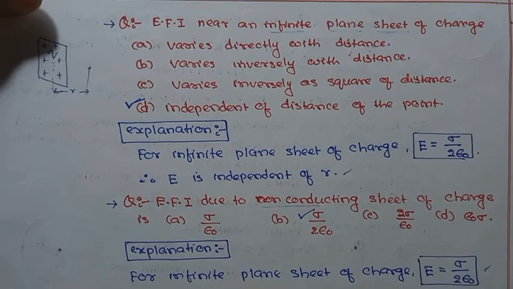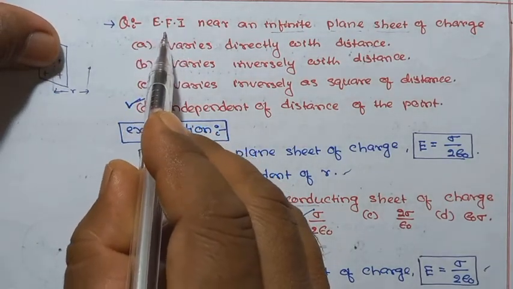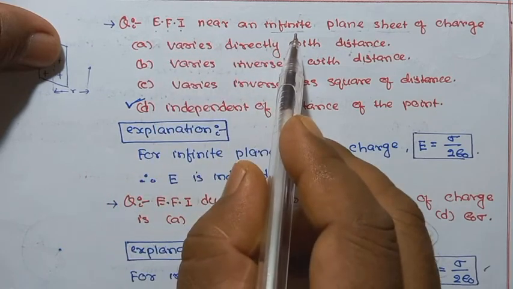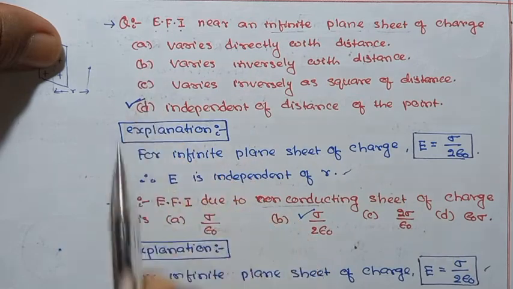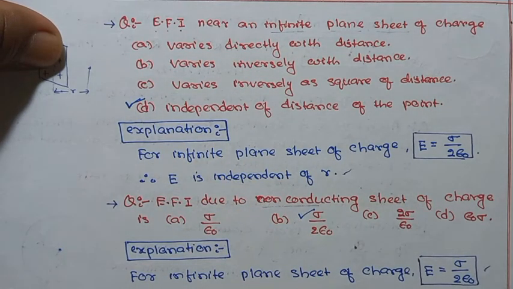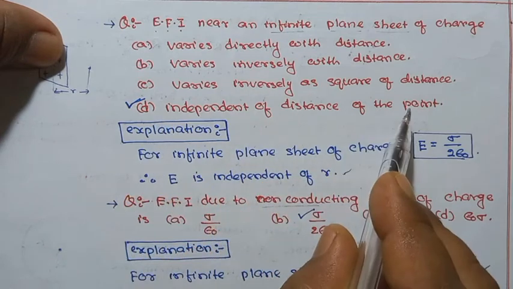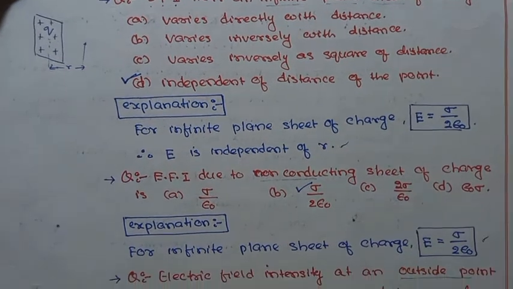Now next question देखेंगे. Question is EFI, that means electric field intensity. EFI means electric field intensity near an infinite plane sheet of charge is, options A, B, C, D given. So out of these 4 options, D is correct. That is independent of distance of the point. Now we'll see the detailed explanation.